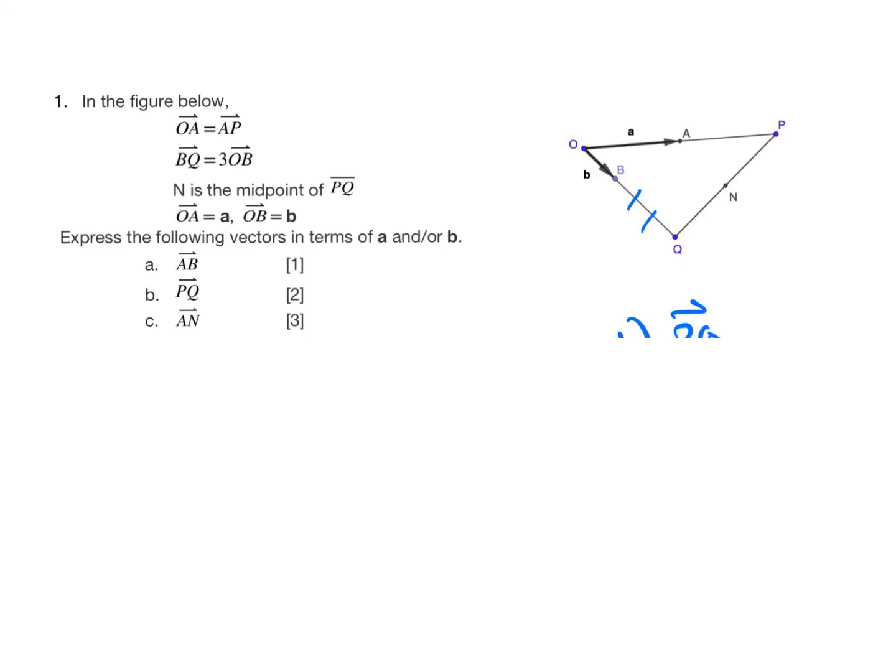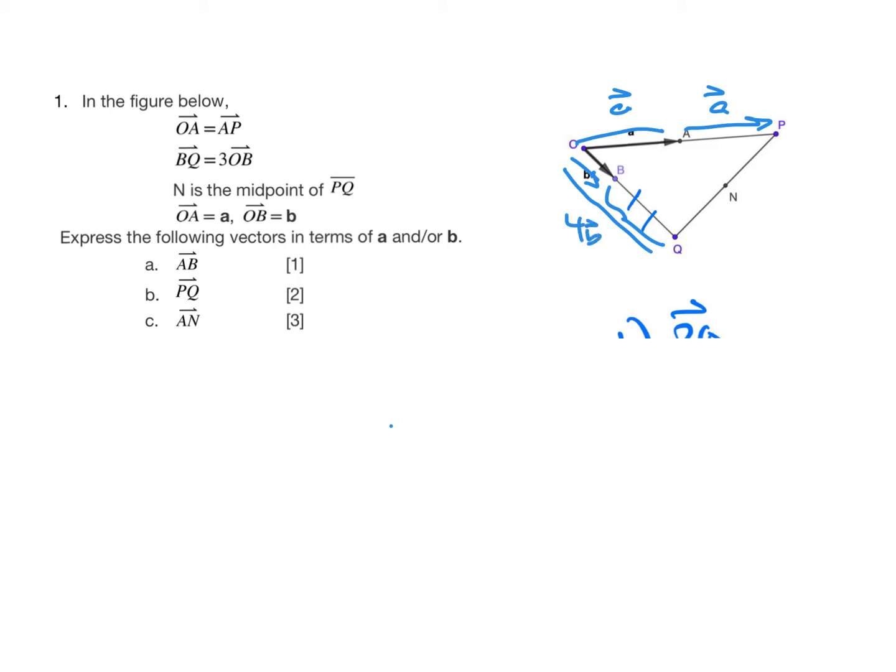Okay, so working through this particular problem here, we know that OA and AP are the same, so that's also equal to A, and this is vector A. And BQ, sorry, is 3OB. That means there's 3 OBs here, so together this is going to be 4 Bs.